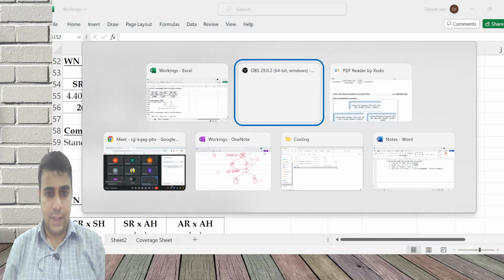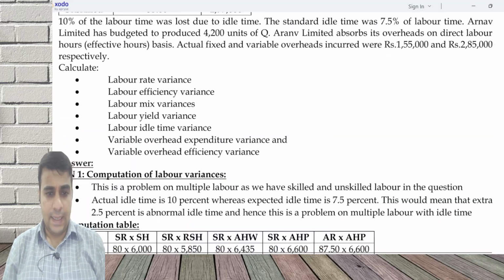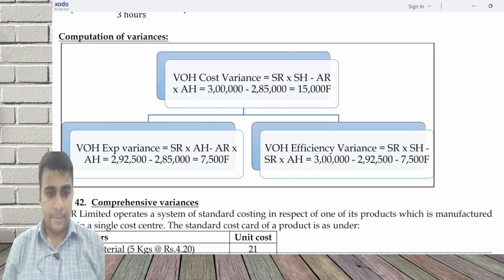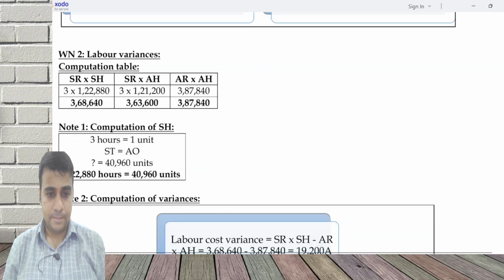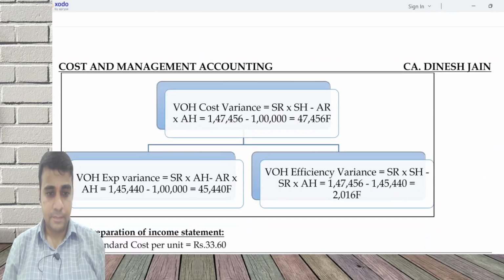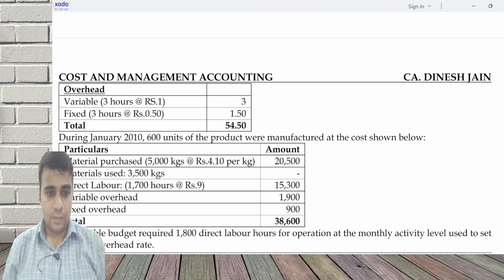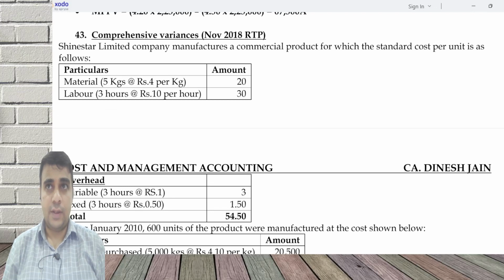Okay, I proceed ahead. 41 will do it later. 42 as well later. Go through question 43.